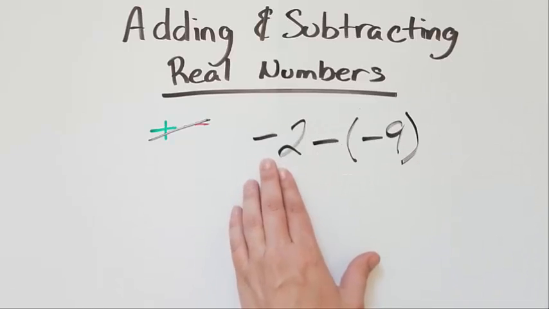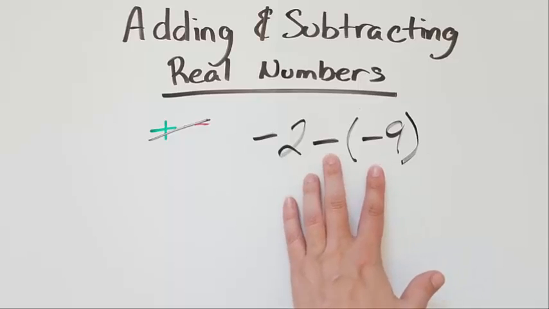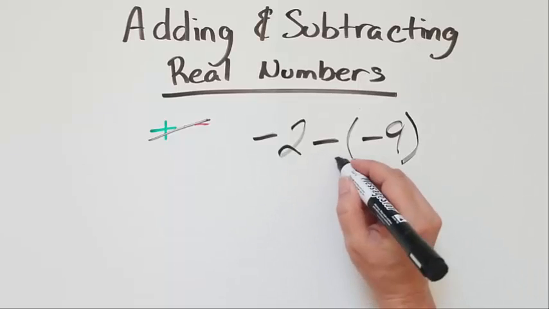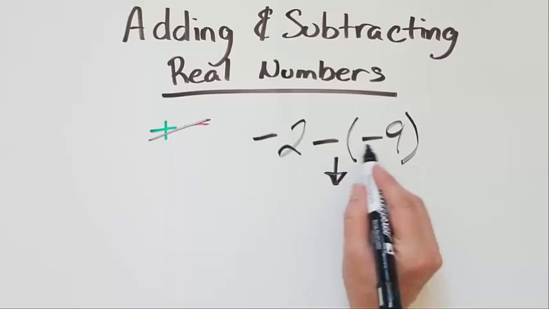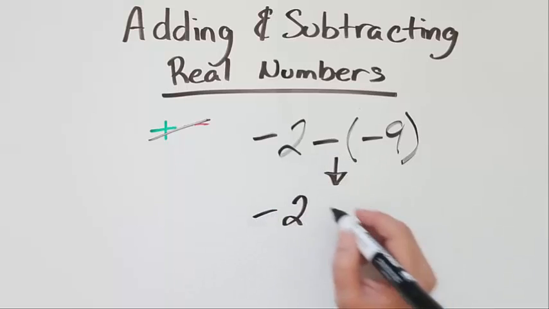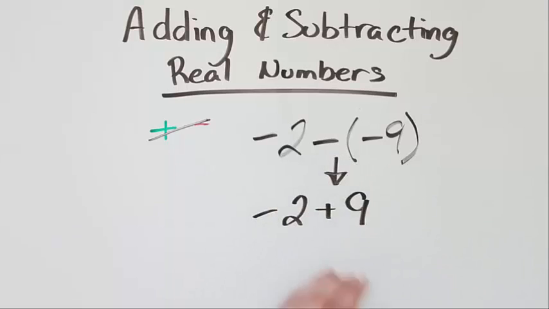Now we have the problem -2 minus a -9. Again, we do not like seeing minus and negative. We need to rewrite it so that the minus negative turns into a plus. So it's -2 plus 9. This is a problem that I am able to solve.